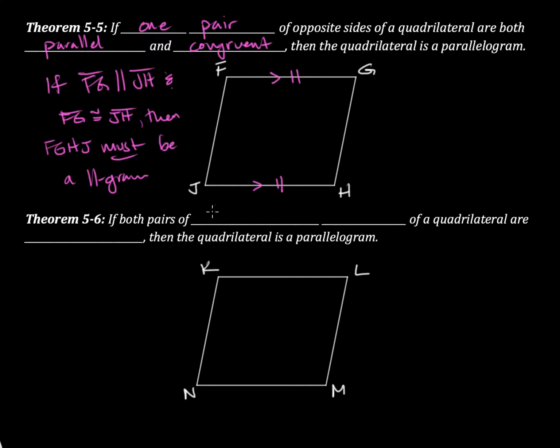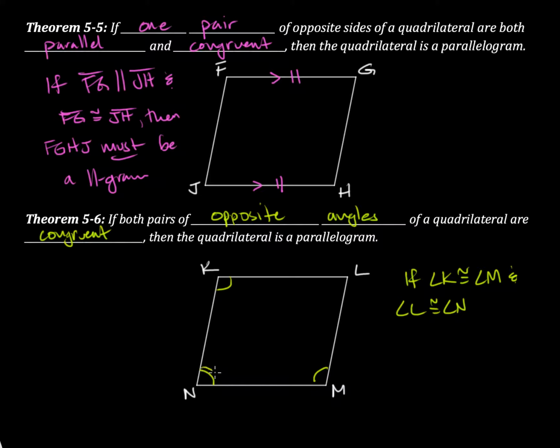In theorem 5-6 it says if both pairs of opposite angles of a quadrilateral are congruent, then the quadrilateral must be a parallelogram. So if I look at this picture down here, and I say that angle K is congruent to angle M, and angle L is congruent to angle N, so I mark this angle congruent to that, and this angle definitely congruent to that, then KLMN must be a parallelogram.